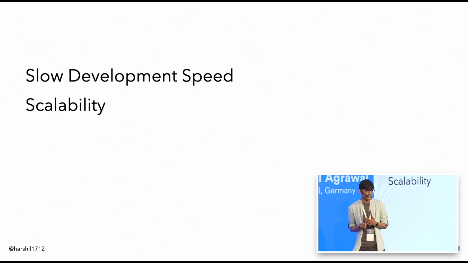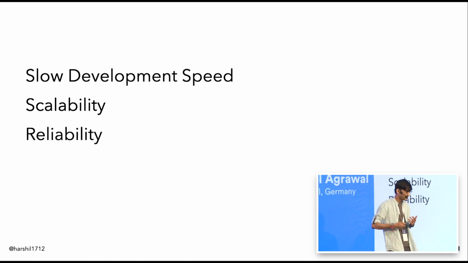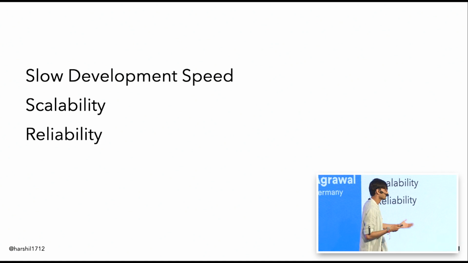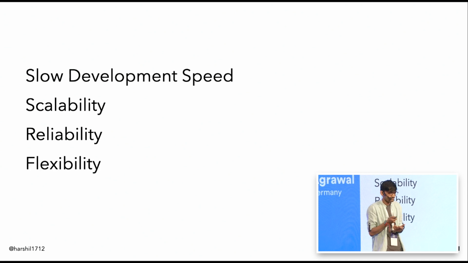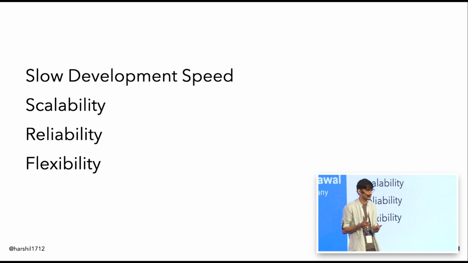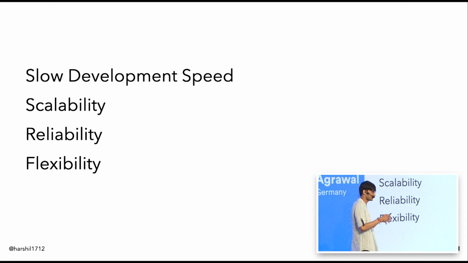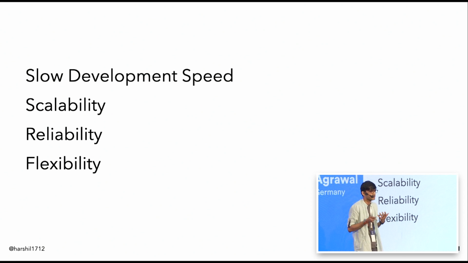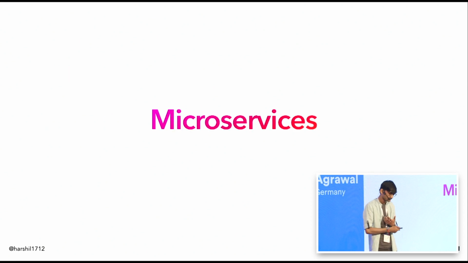Then there was the problem of scalability. Reliability again became a problem. If one of the pieces was missing, your image was broken, you could not do anything at all. And there was no flexibility as well. You cannot swap pieces from one puzzle and put them into another puzzle. It would break the image and it would not look good.